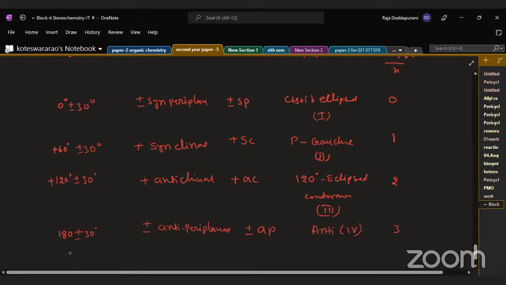Okay. Simply you can make it: the angle is divided by 60. Divided by 60, the first is a multiple of 3, then the multiple of 2, the multiple of 1, the multiple of 0. Like that it is taken.